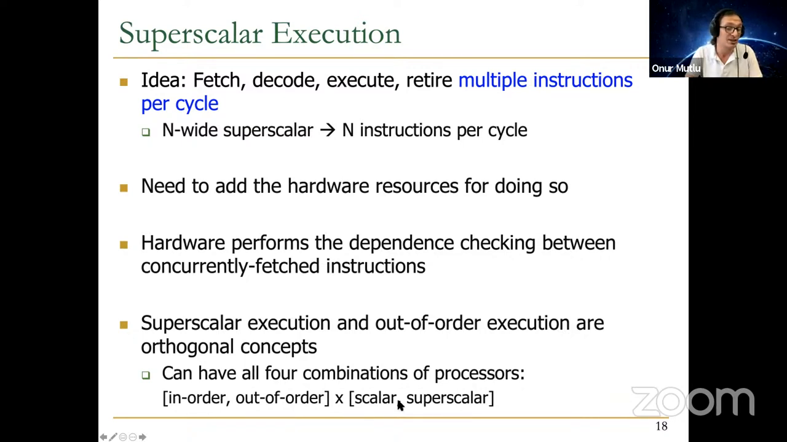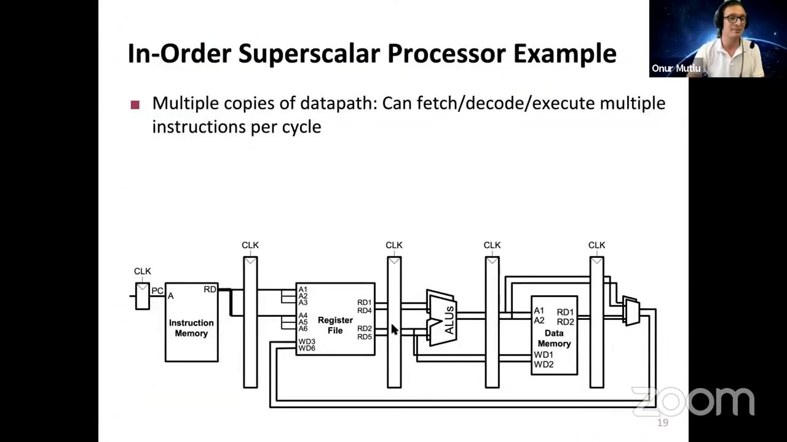For example, you can have an in-order scalar machine. We've seen that in the basic pipelined machine. Out-of-order scalar machine, we've seen that in the basic out-of-order machine we studied yesterday. I'm going to show you an in-order superscalar machine right now. And you can imagine an out-of-order superscalar machine easily. Existing high performance processors are all out-of-order superscalar processors. Okay, so this is the example of an in-order superscalar processor from your book, actually.